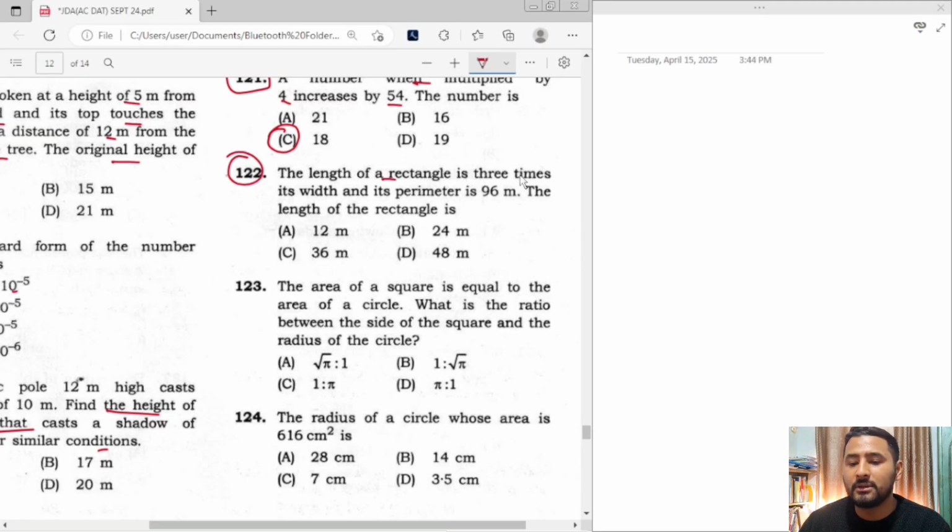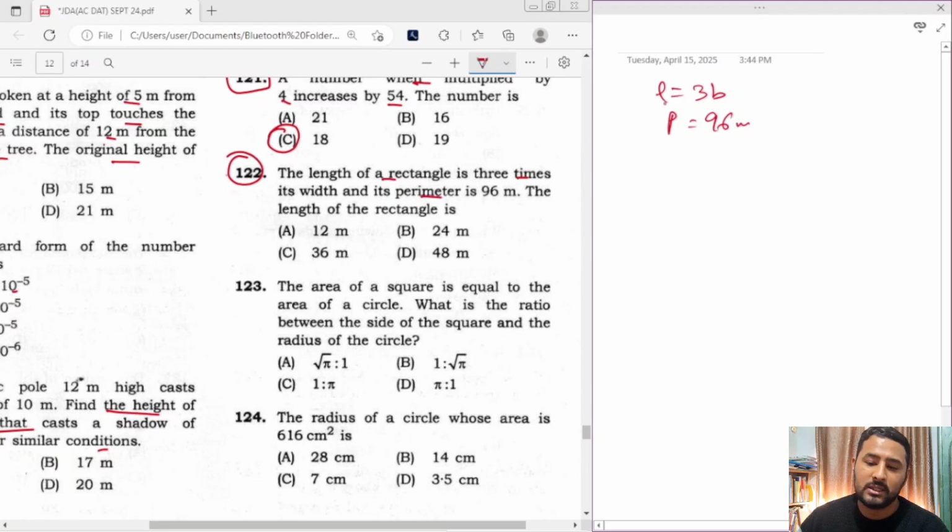122. The length of a rectangle is 3 times its width. So let's say, given L is equal to 3 times its breadth. Clear? And its perimeter is 96 meter. That's given already. We have to find the length of the rectangle. So very easy, you know the formula of perimeter.